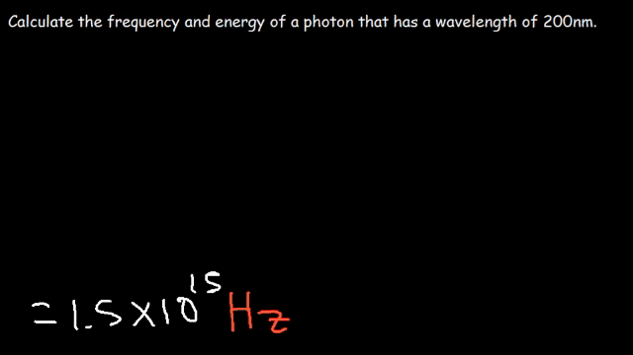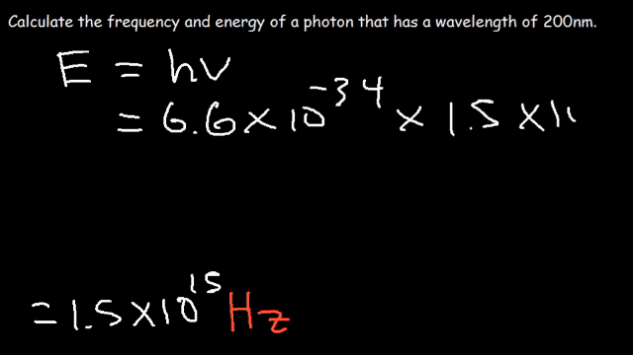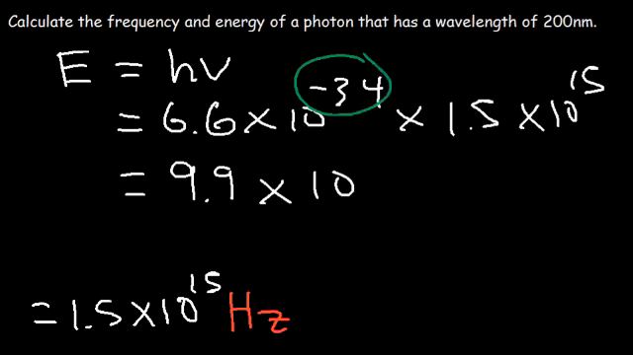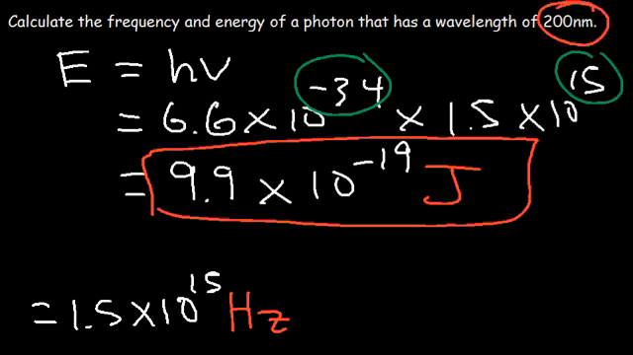So now let's use that to calculate the energy of the photon. So E is equal to hv. So we'll round h to 6.6 times 10 to the negative 34. And let's multiply that by 1.5 times 10 to the 15. 1.5 times 6 is basically 9. So this is going to be about 9.9. And if we add the exponents, negative 34 plus 15, that's the same as 15 minus 34, which is negative 19. And so that's going to be the energy of the photon that has a wavelength of 200 nanometers.